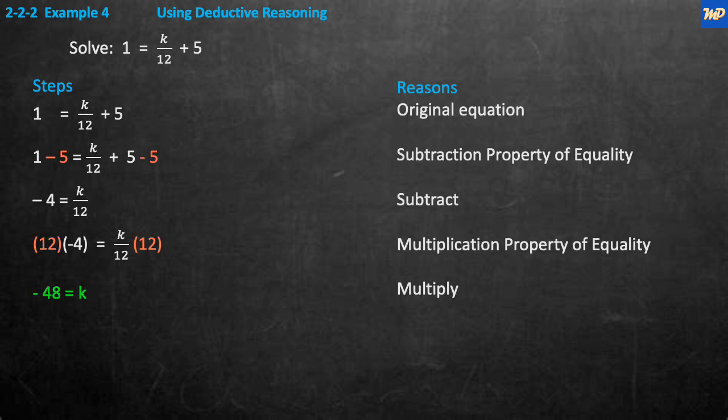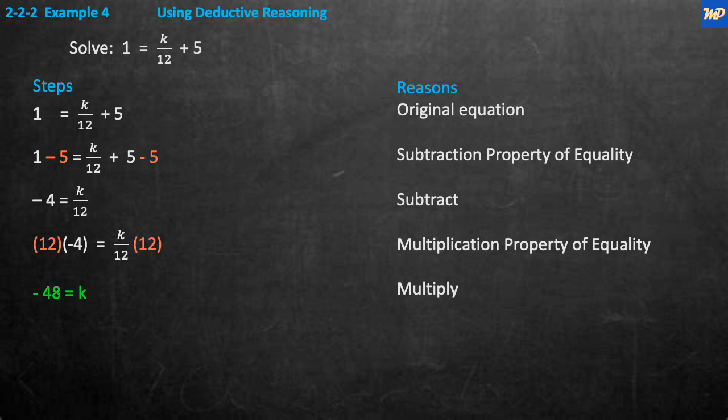Okay, example 4, using deductive reasoning. So we solve 1 equals k divided by 12 plus 5. This is really mostly no different than what we've just been looking at, but we're going to talk about the words we're using to outline our steps.